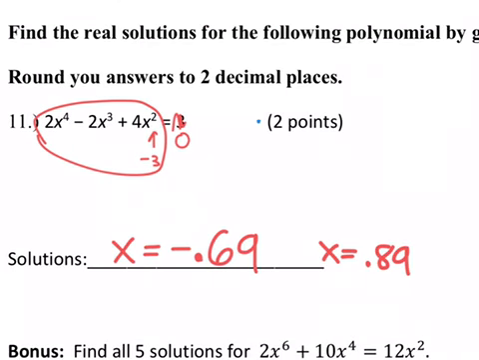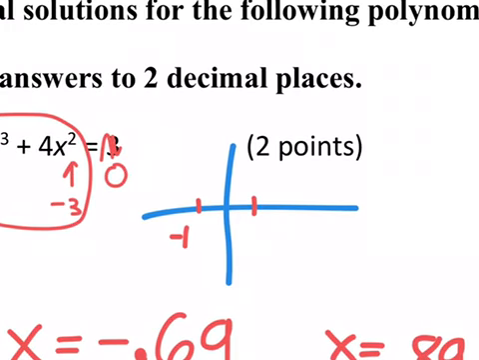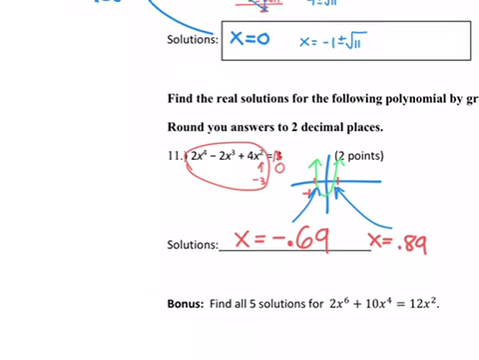And what this graph looks like roughly is this. So if that's negative 1, and then here's 1, kind of cross over right before that, and then right before there. That's a quick sketch of our graph, with these being those x-intercepts.